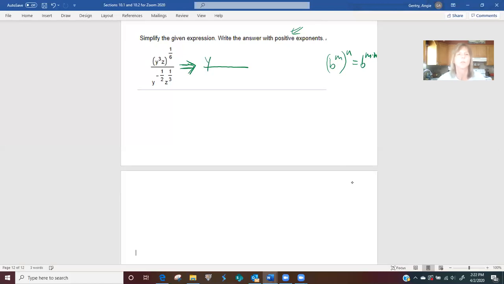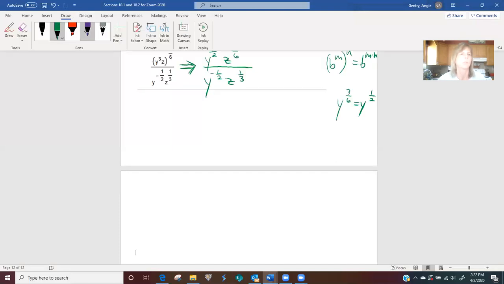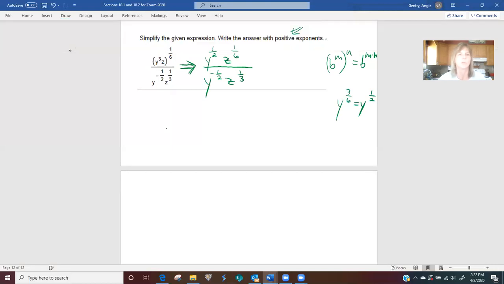So it's y to the 3/6. Can we all agree that y to the 3/6 is y to the 1/2? Because I'm simplifying that fraction, yes? So 3 times 1/6 is 1/2. z to the 1/6 over y to the negative 1/2, z to the 1/3. And then I'm going to switch back. Oops, some people do not like the green pen, it's a little bright.